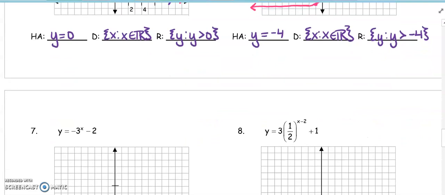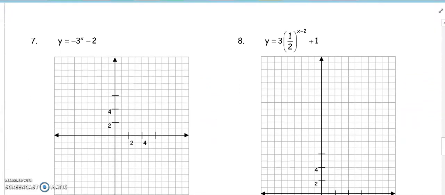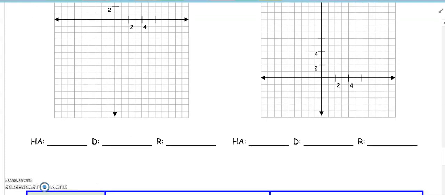All right, let's flip it over. Let's look at number 7. I have y is equal to negative 3 to the x minus 2. Keep in mind this minus 2 is going to help me out with the horizontal asymptotes. I'm going to put that in right now.